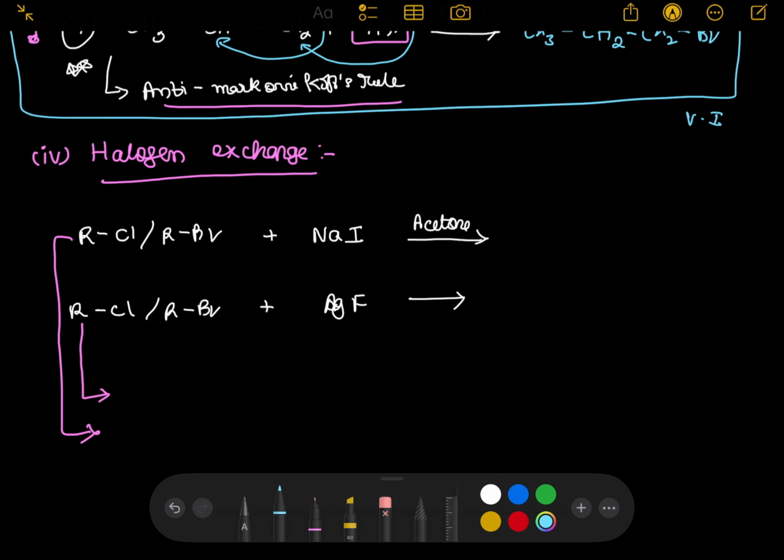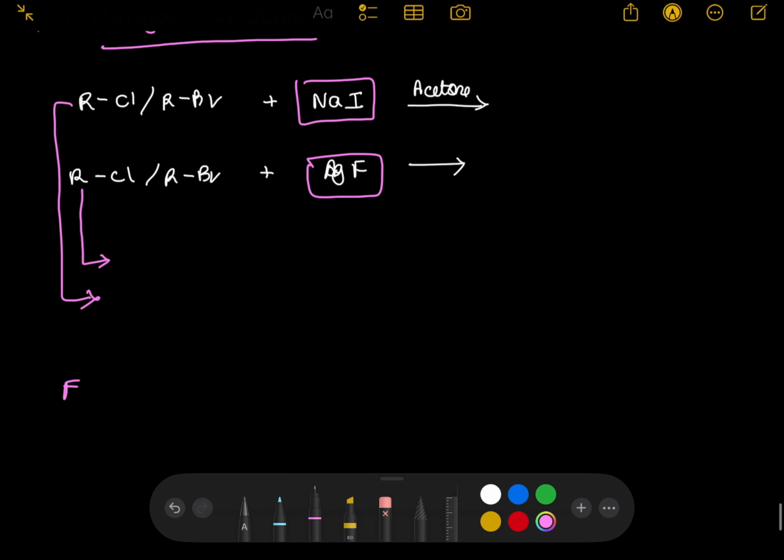I'm using RCl or RBr. I told you in the first lecture that fluorine is very reactive, so we have to find different methods to get alkyl fluorides or alkyl iodides. Iodine is very less reactive, and fluorine is very highly reactive.